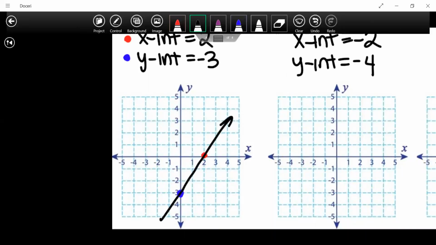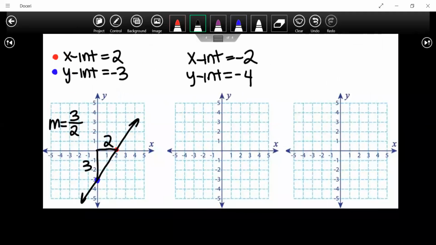Can I find my slope? How would I find that? Triangle going up and over. How far am I going to go up? I'm going to go up 3 this time, over 2. Up 3 over 2.